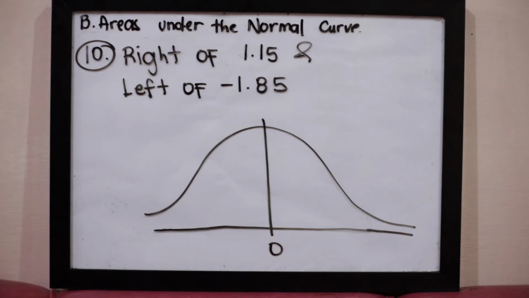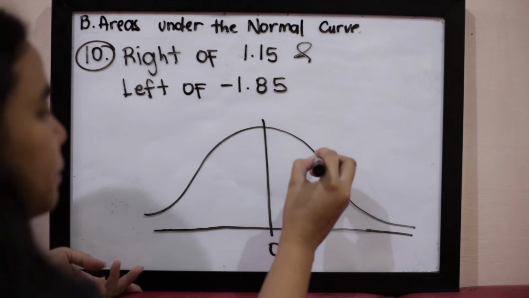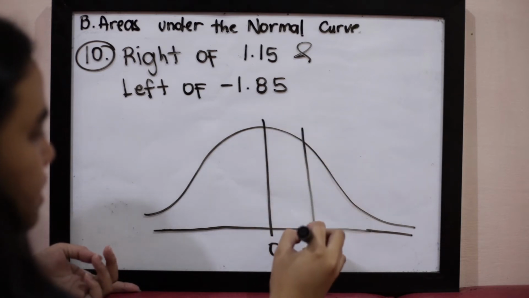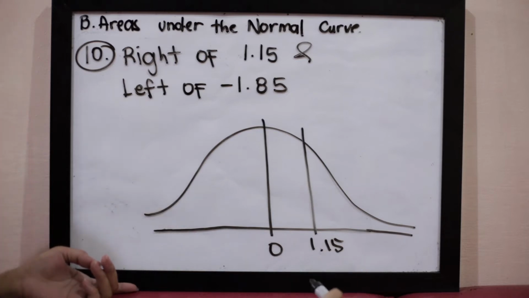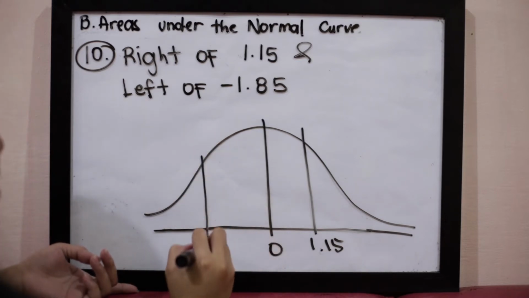Next is right of positive 1.15 and left of negative 1.85. So, plotting these two, we'll have 1.15 here. Let's say this is 1.15. And we have negative 1.85 here.